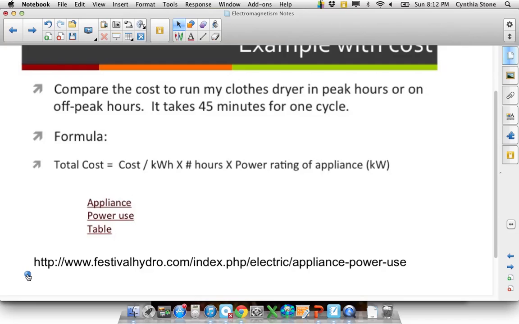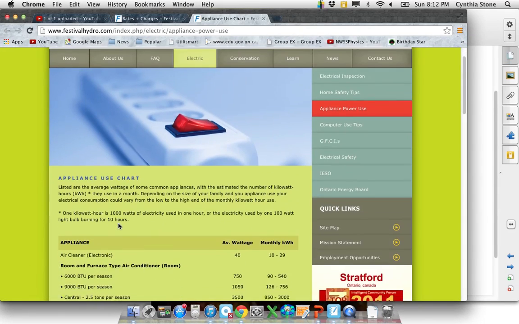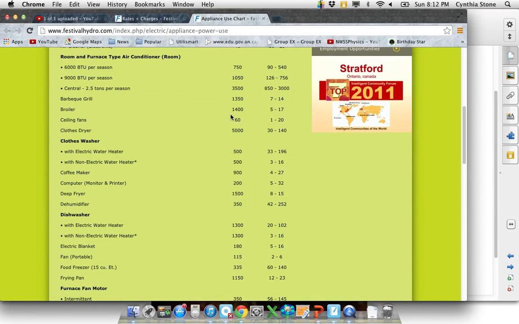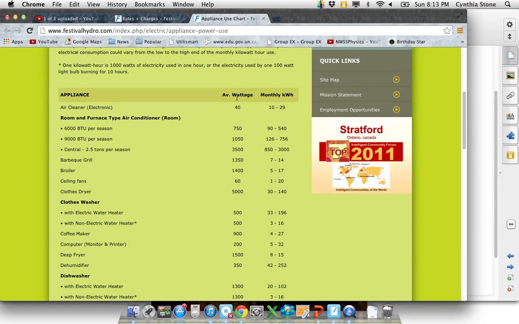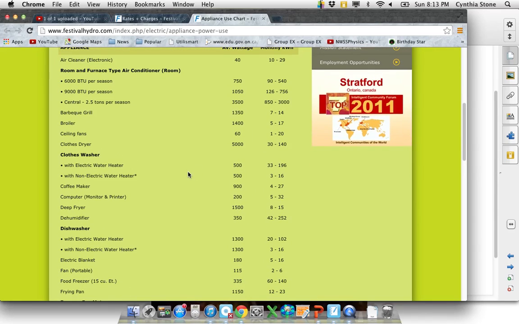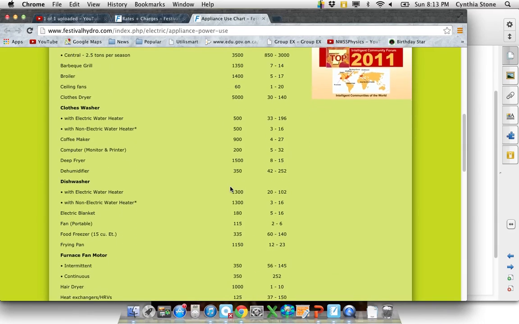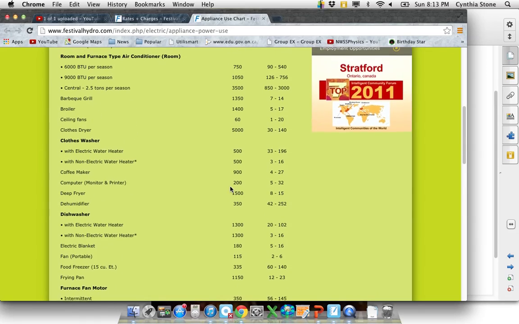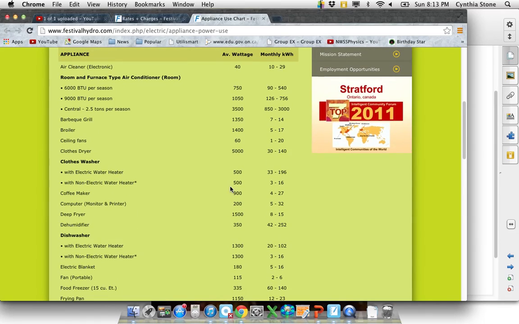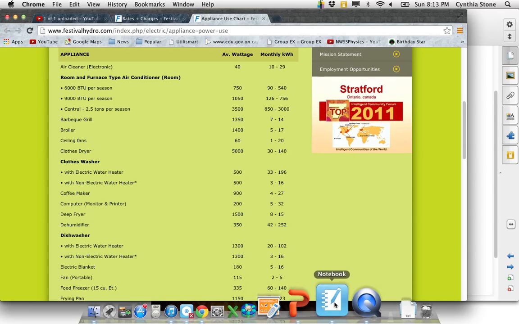And you can find that out. Festival Hydro has all that information. It lists all these different appliances, and you can look at the average wattage and monthly kilowatts for an average home, but this is for the average device. Say the clothes dryer is 5,000 watts, or 5 kilowatts, is the information we'll need. You can look up any device, and you can actually look on your device specifically to find your particular device. Sometimes it lists current and volts instead, and then you multiply to find the watts. But anyway, I'm just using this website for the source of information.